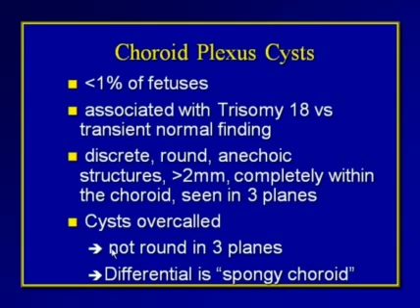In addition, you ought to be able to turn on a choroid plexus cyst and see it in every plane of imaging. When cysts are overcalled mistakenly, it's typically because it's not a true cyst. The lesion is not round in 3 planes, and it more likely is something that we call a spongy choroid.